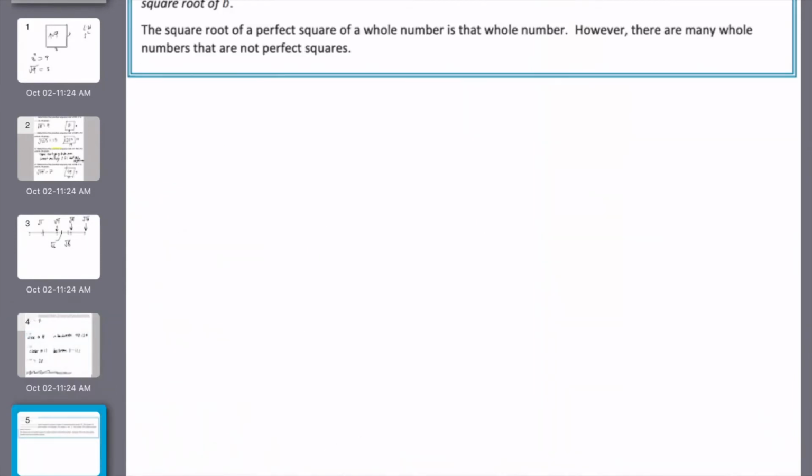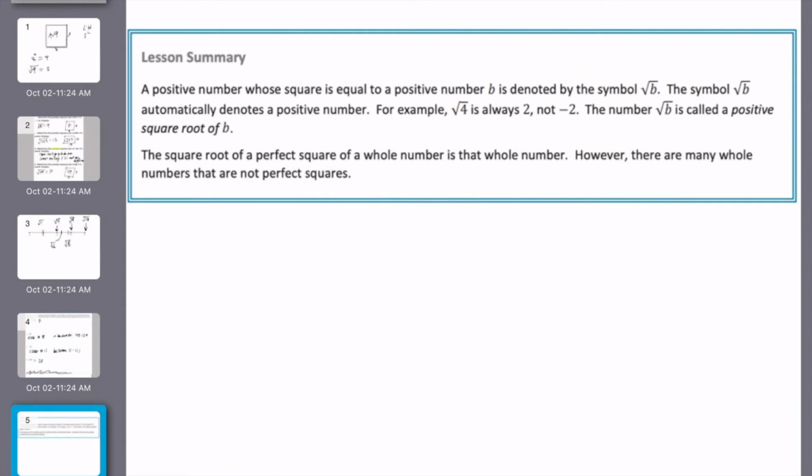So that brings us to our first summary. A positive number whose square is equal to a positive number b is denoted by the symbol square root of b. The symbol square root of b automatically denotes a positive number. For example, square root of 4 is always 2, not negative 2. The number square root of b is called a positive square root of b. The square root of a perfect square of a whole number is that whole number. However, there are many whole numbers that are not perfect squares.